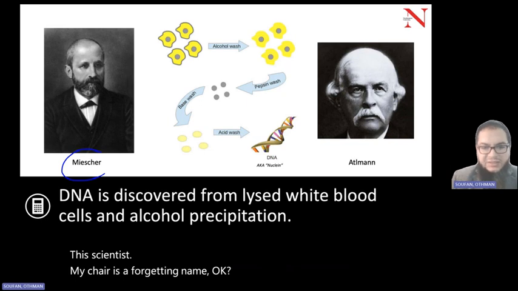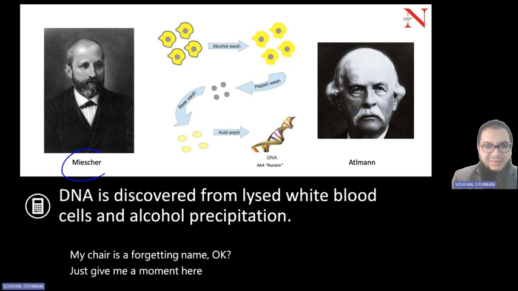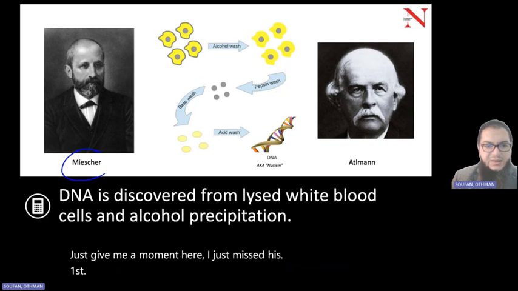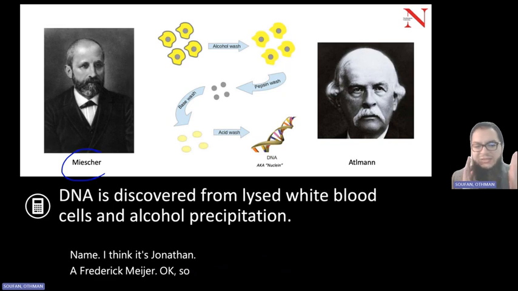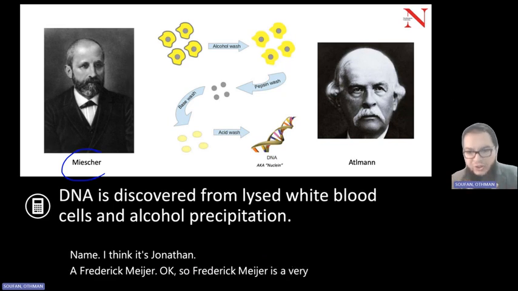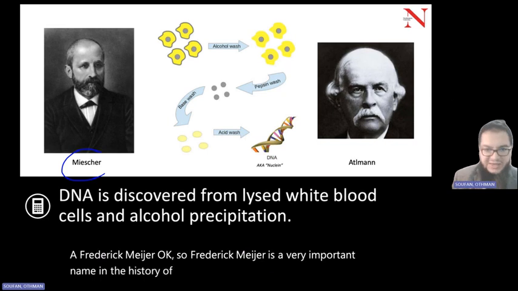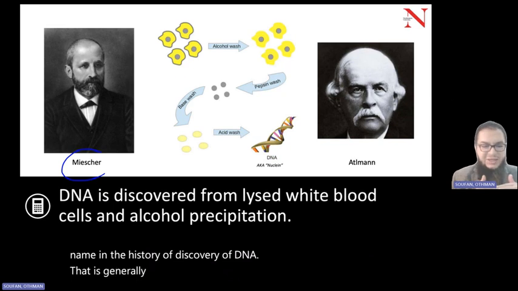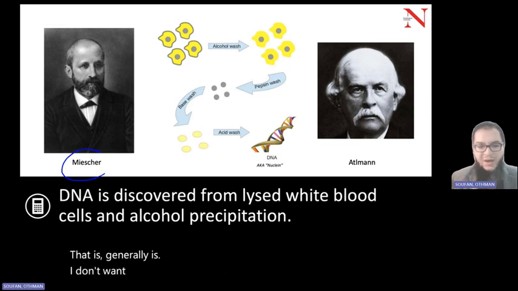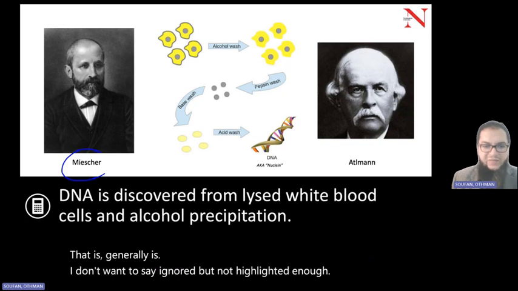Just give me a moment here. Just missed his first name. I think it's Johann Friedrich Miescher. Okay, so Friedrich Miescher is a very important name in the history of discovery of DNA. That generally is, I don't want to say ignored, but not highlighted enough.